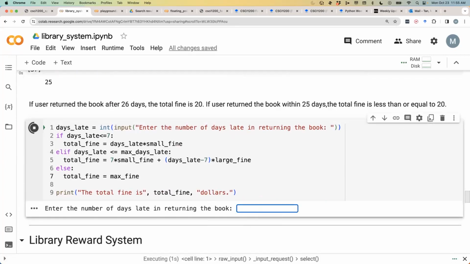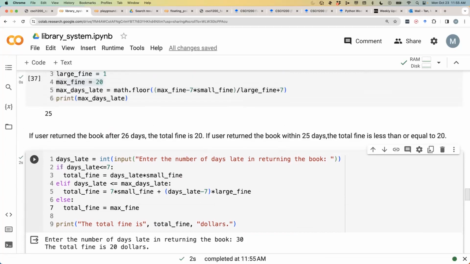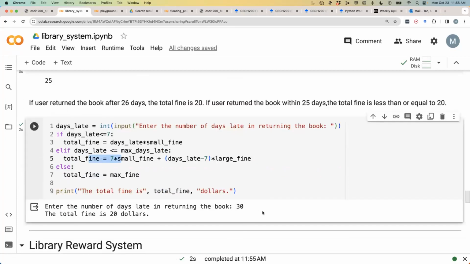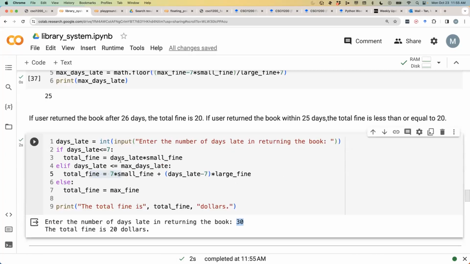So if it's 30 days, we get the total fine is $20. And notice here the difference is that we did not compute the total fine of 30 days using the for loop, a bit like the previous version. Rather, we check whether days late is less than this maximum days late. So 30 days is more than 25, so it will cap it at $20 maximum fine.